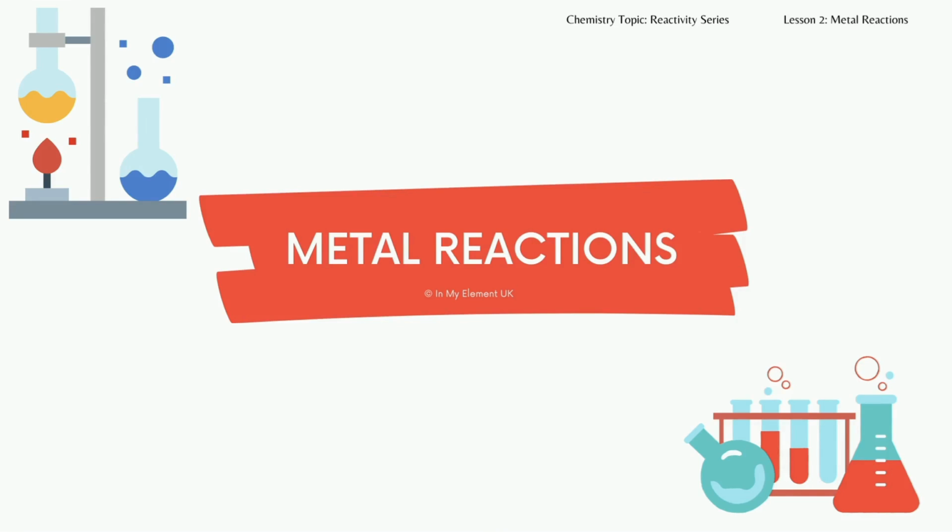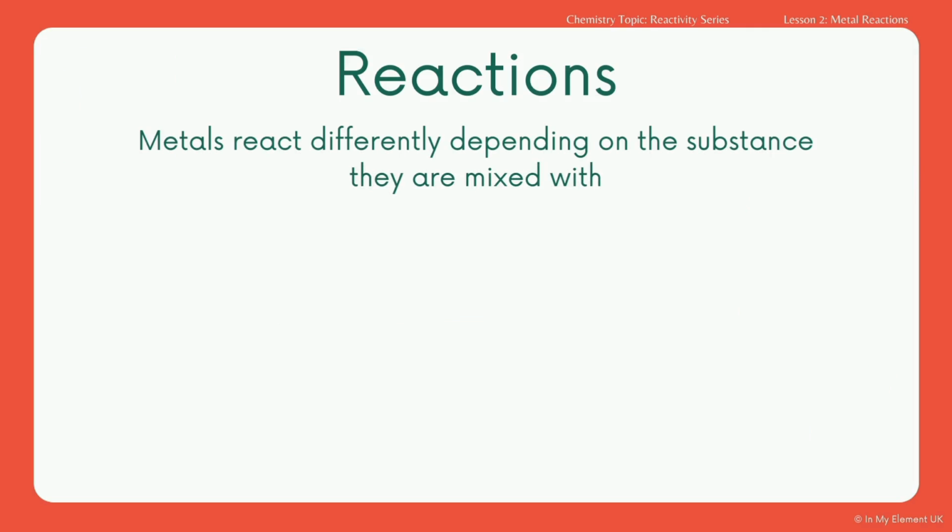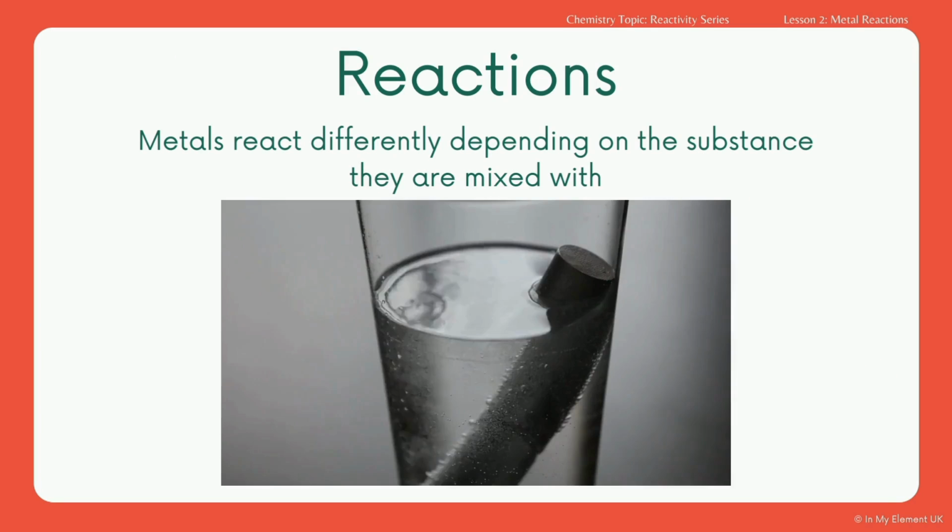We're going to take a look at the different reactions of metals and in particular the reactions of metals with acids. All metals react differently depending on the substance they're mixed with. So you take a look at this little video here, you can see that the metal that's placed in that liquid is reacting, and we can tell that when we observe it because we can see the gas that's being given off, and you can see that because you can see the bubbles.